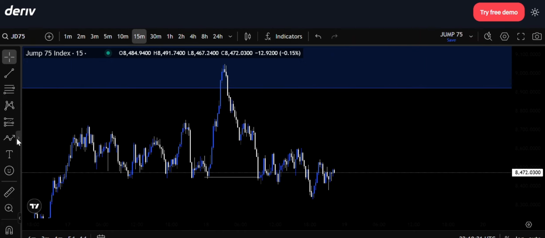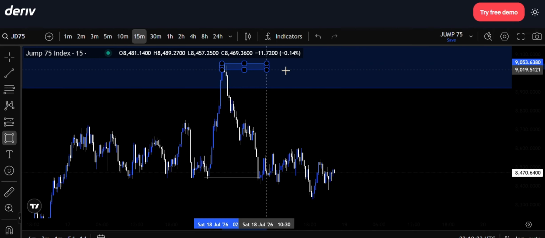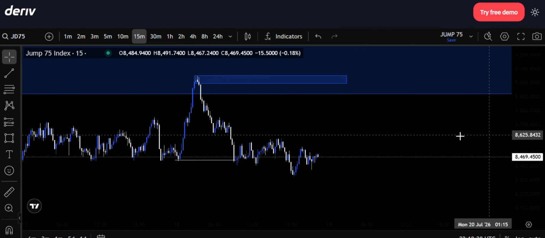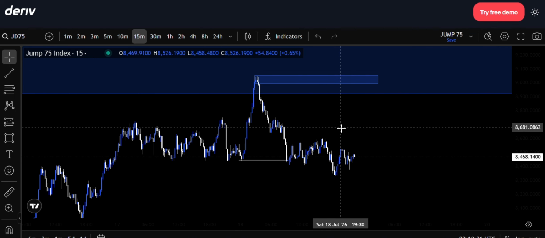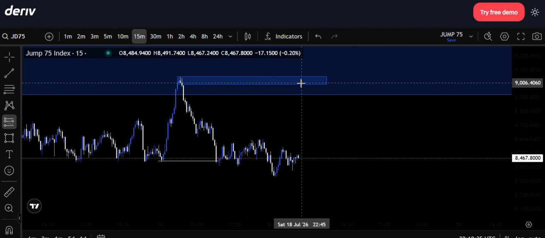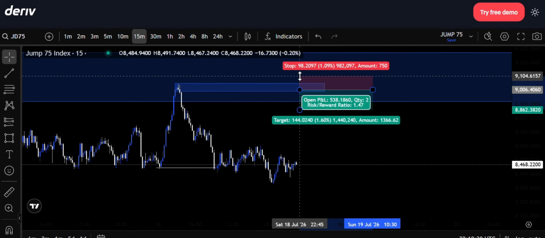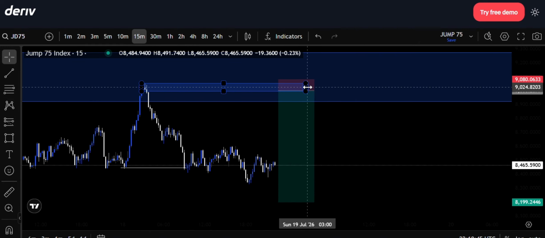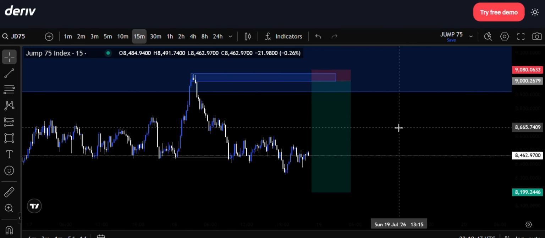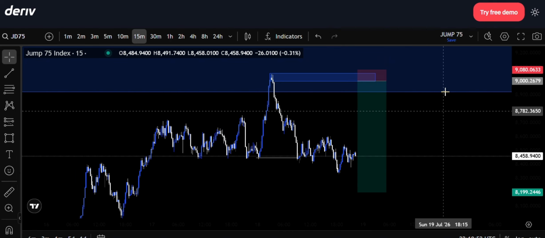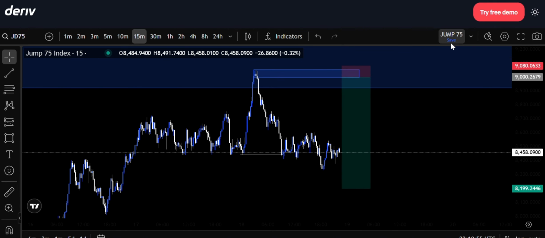So we can now mark out this zone right here. Now mark out that zone. Okay, and this will be our short. And then this is what we're looking out for right here on Jump 75 index. So that is what we are looking out for.